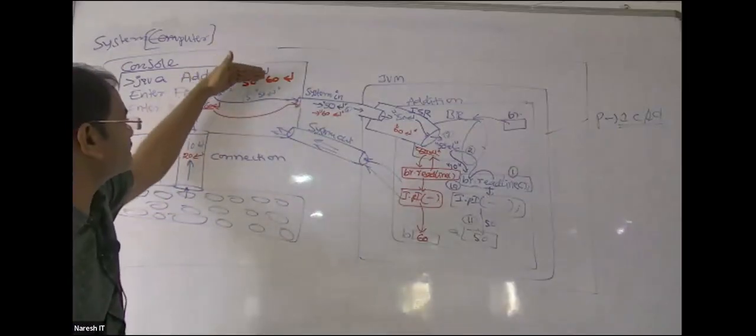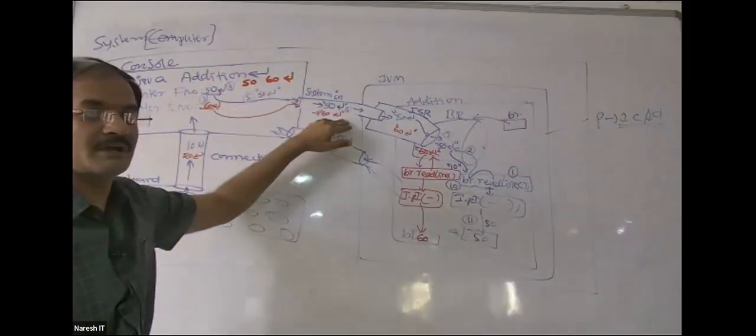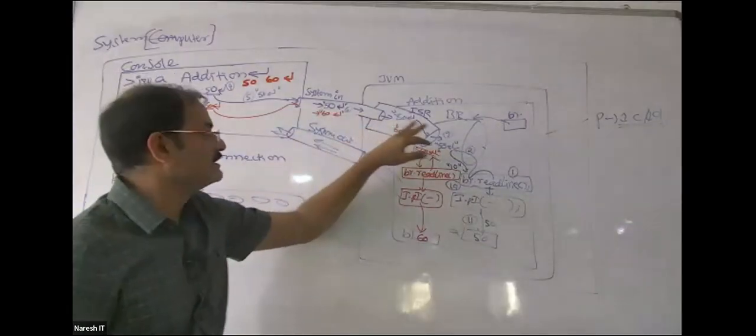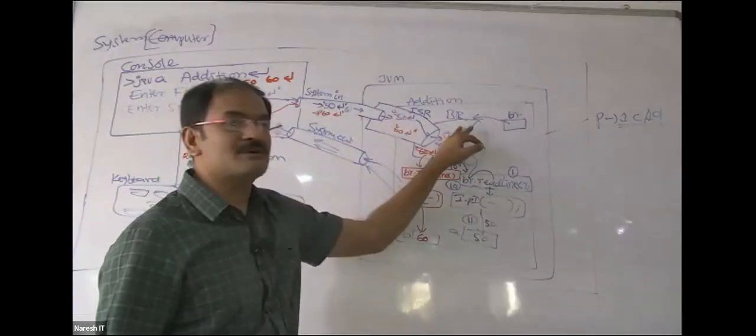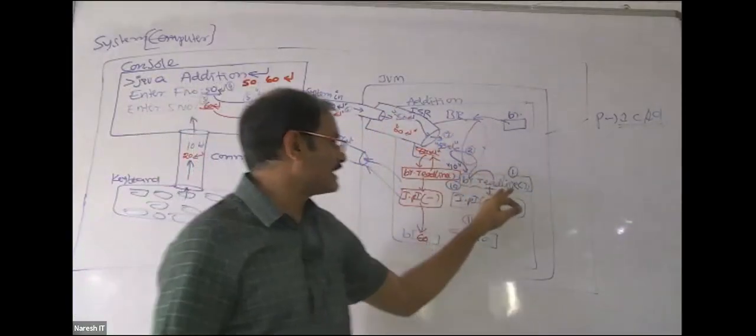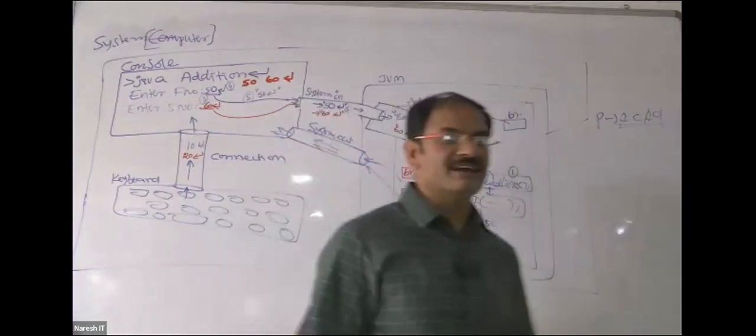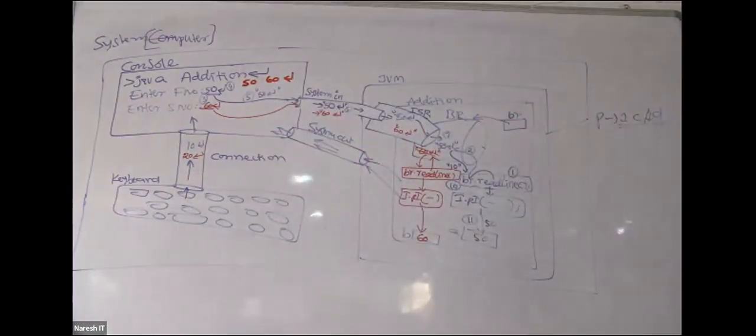Then 50 60 and the enter key come into System.in. From there it comes to the InputStreamReader, and from there to the BufferedReader. Listen, when I call the readLine method, will it return only 50? It returns the complete "50 space 60". But I want only 50. Does BufferedReader have the facility to return only the first number, or only the second number?